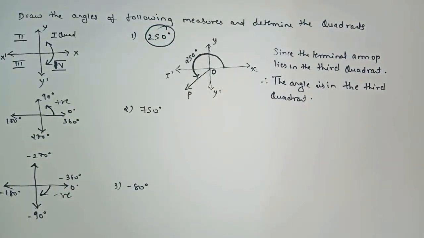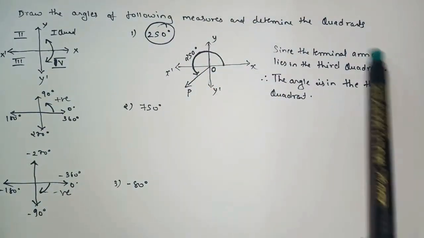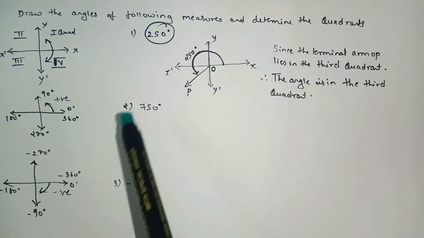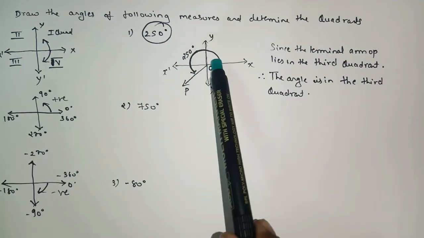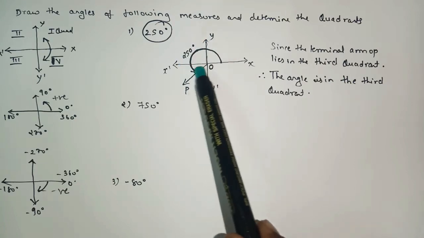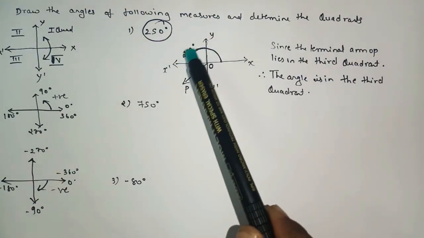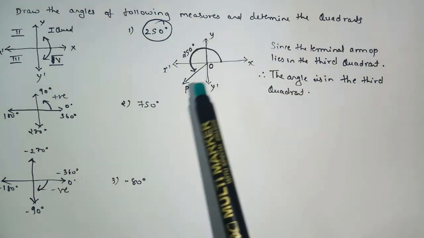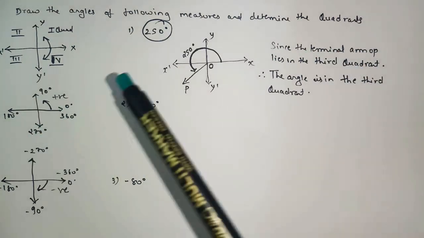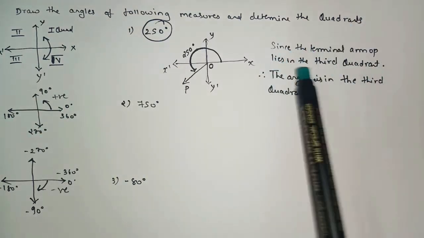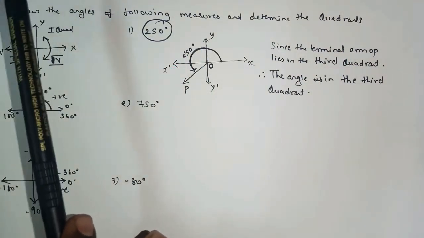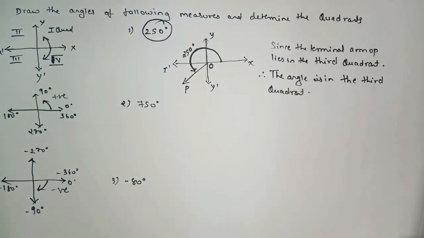If it comes for 2 marks, 1 mark will be for the diagram and 1 mark for writing this step. So simply show the x and y axis, show the rotation, and show this ray, saying that this angle from here to here is 250, and write that angle here. I hope you all understood how to draw the angle for the following measure and how to determine the quadrant. Don't write this step directly without the diagram, okay? You will get only 1 mark, as it is clearly mentioned that you have to draw the angles for the following measure and also determine the quadrant.